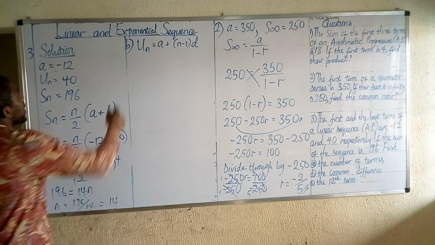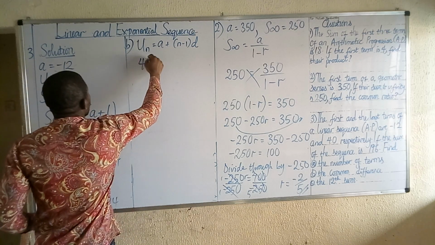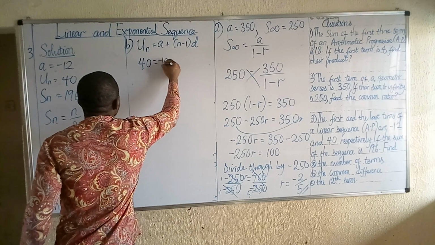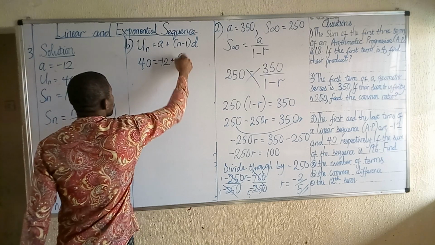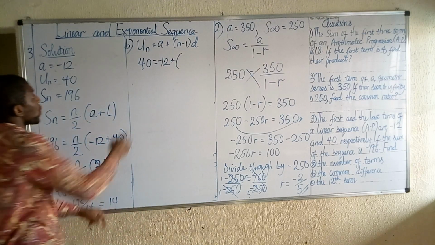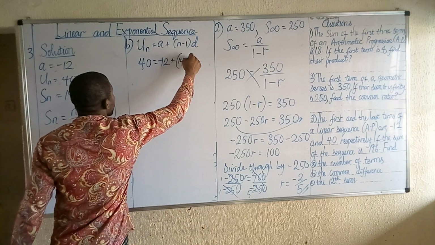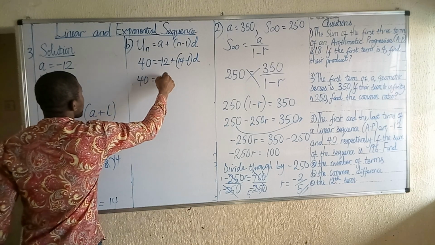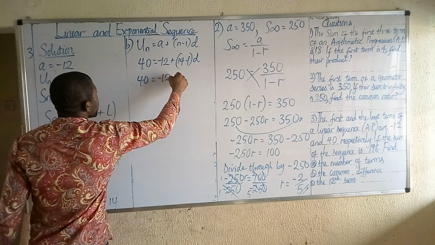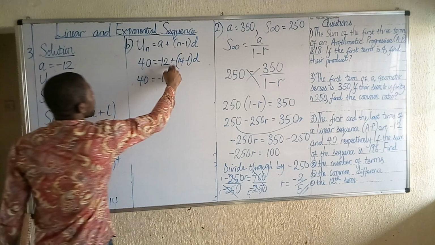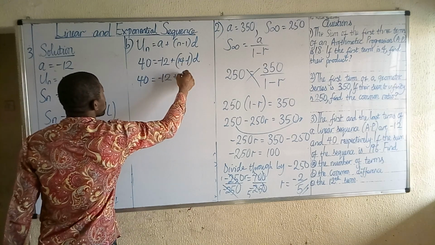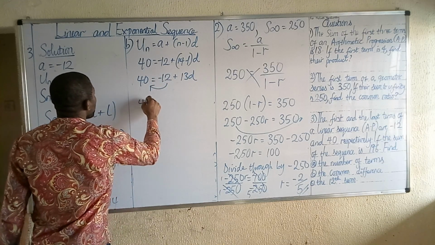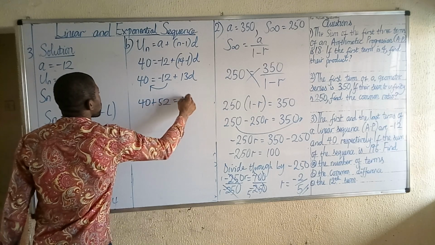So our last term here is 40, equal to A, which is negative 12. So we are substituting: negative 12 plus, the number of terms now is 14, so we are going to have 14 minus 1 times D. So 40 equal to negative 12 plus 13 times D, which is 13D. We are transposing this here.